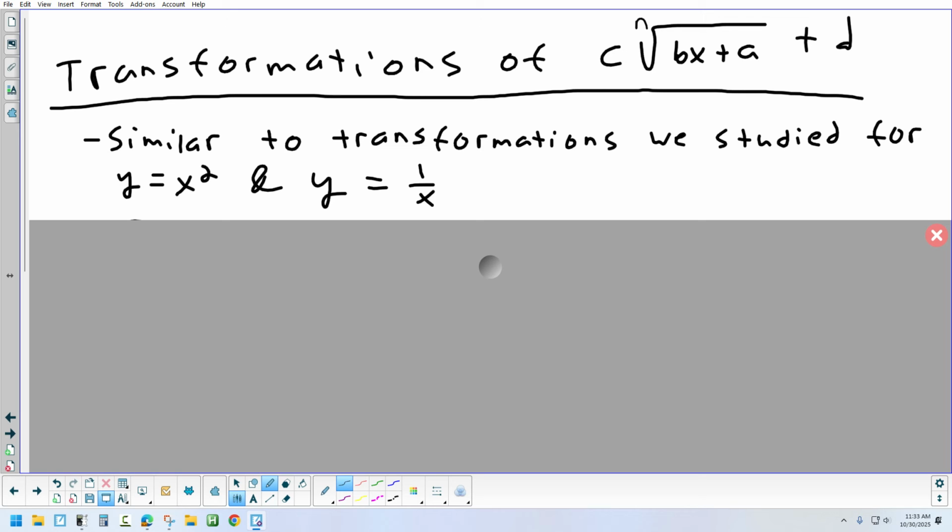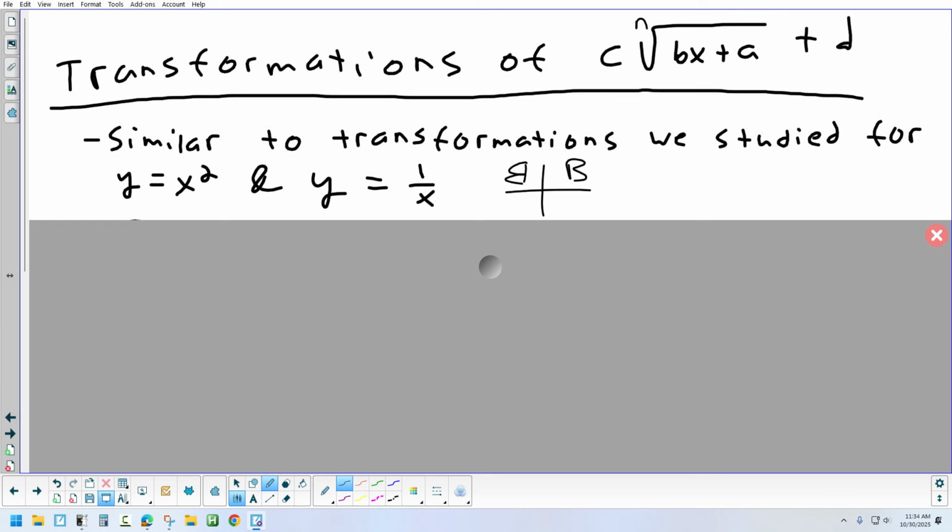What happens if B is negative? What would that do? It would flip it, like a reflection. If B is negative, that's a horizontal reflection, which means it would go from this to that. So that would be over the y-axis.